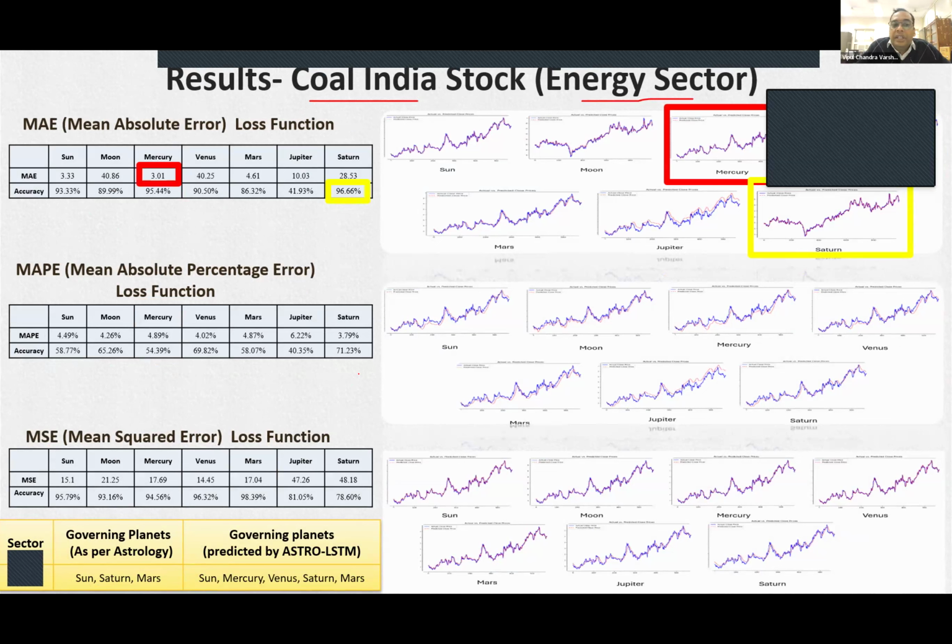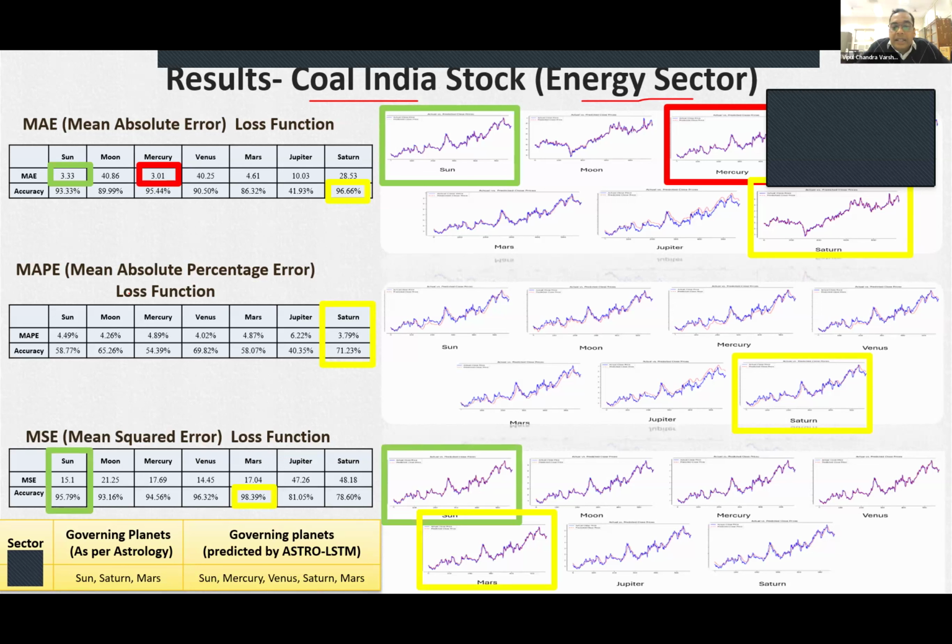This is only for Mercury, that it is giving the lowest MAE loss function value. Now again, I am getting the result aligned with my astrology principles. Similarly, for the second loss function, I am getting Saturn, which governs the MAP loss function for covering the energy sector. And similarly, for the MSE, I am getting these functions which are properly aligned with the principles as per astrology.